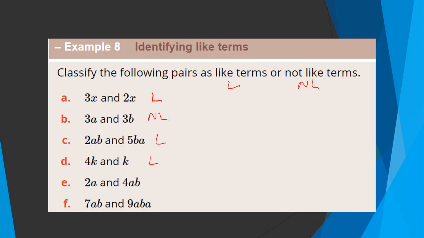4k and k, same letter, like term. Now 2a and 4ab, they both have an a, but they don't both have ab, so these are not like terms. And the same sort of rule applies for the bottom one. The bottom one has 1a and 1b on the left, and the one on the right has 2 a's and 1b. So this is not a like term, okay? Because this one has ab and this one has ab and a second a, which does make a difference.